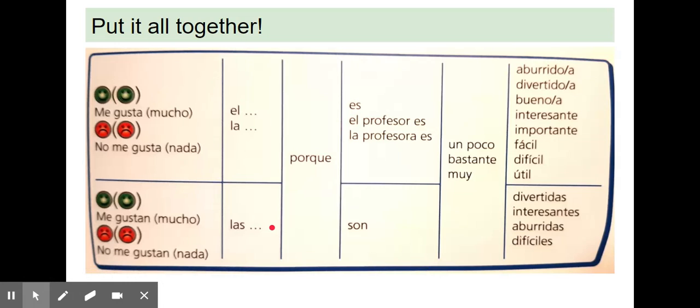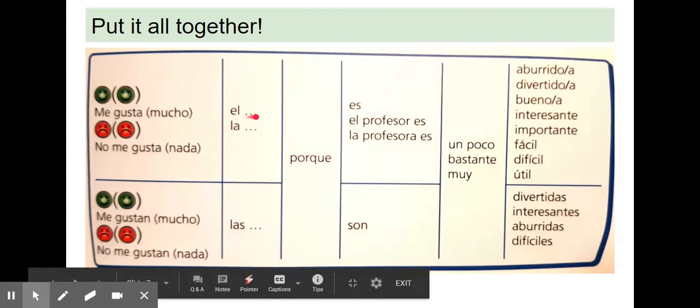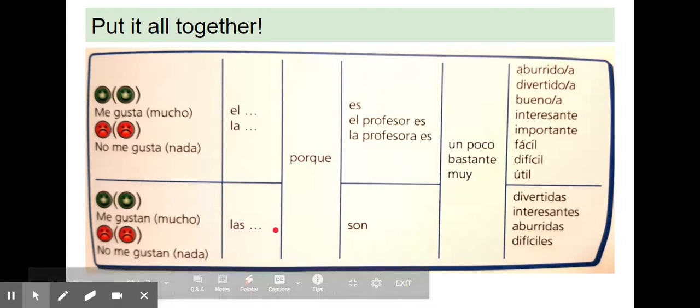Now, if you wanted to say, well, I'm going to talk about a couple of subjects and I'm going to link them with the word and, which is E. Me gusta mucho el español. I really like Spanish. Y me gustan mucho las ciencias. And I really like science.